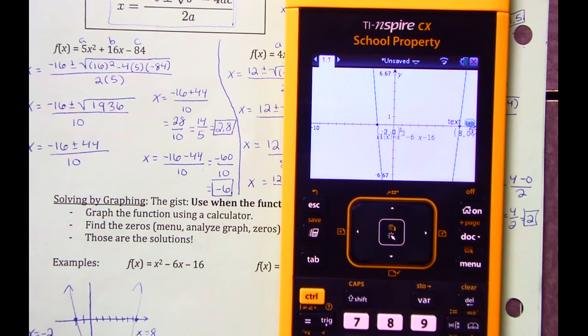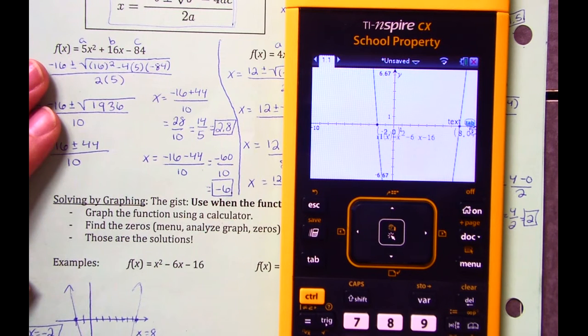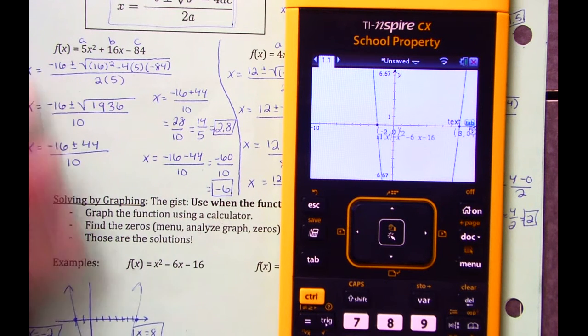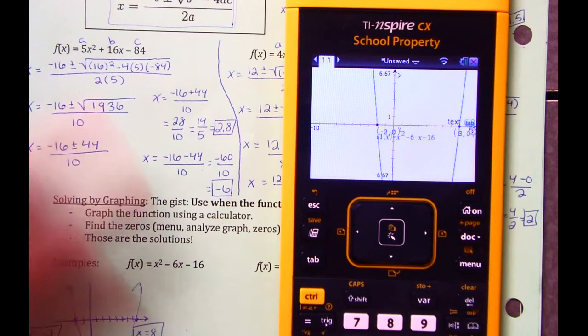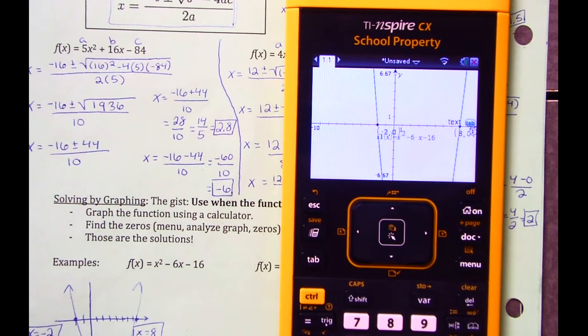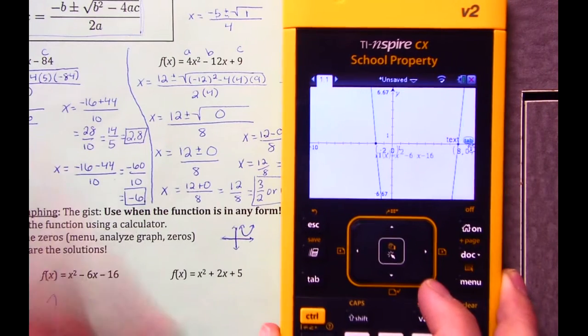So here are my two solutions found by graphing. I could have gotten those solutions by putting it in factored form and using the zero product property. I could have gotten those solutions by taking my A, B, and C and using the quadratic formula. I can also get those two solutions by graphing. Let's look at the next one.